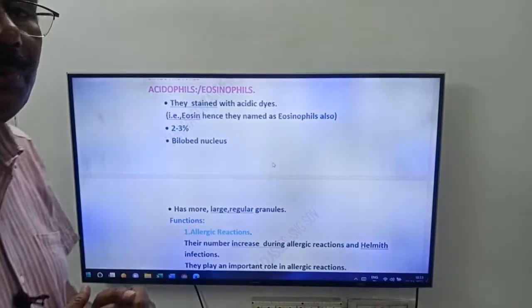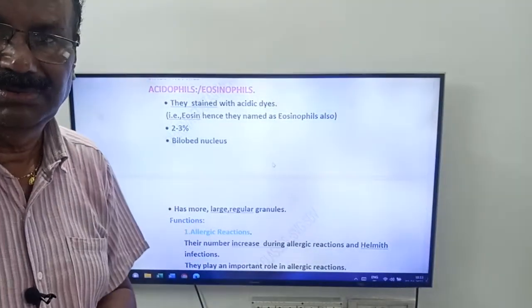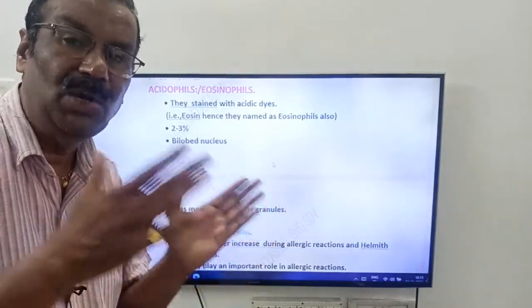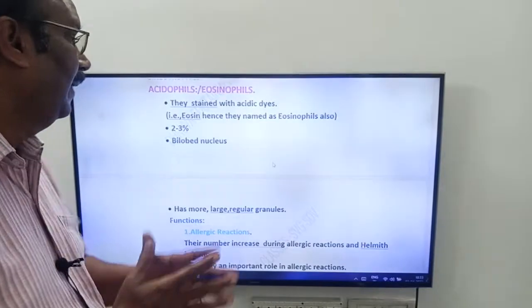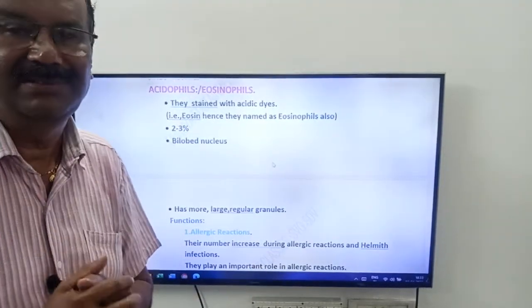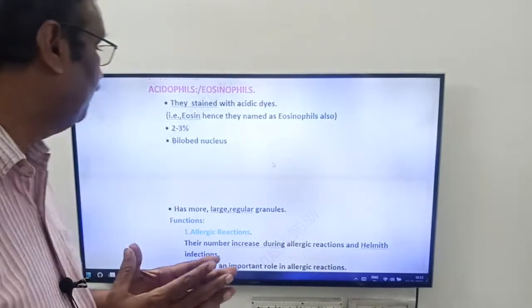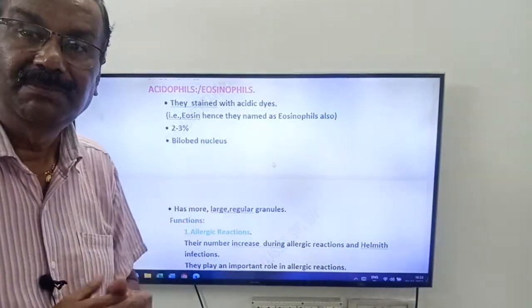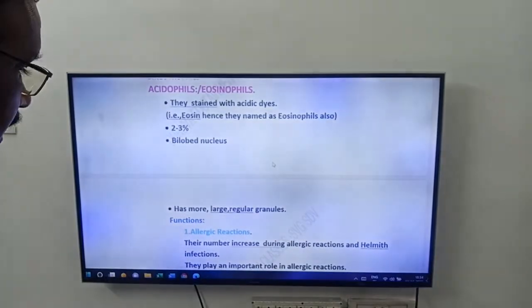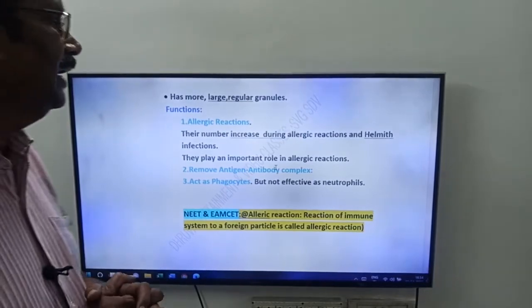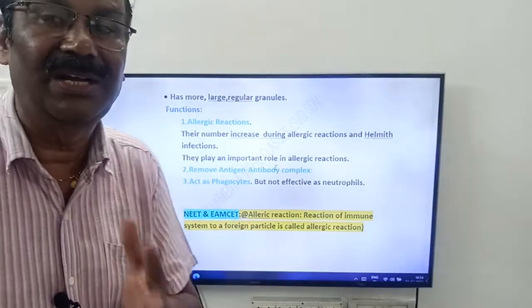These have a bilobed nucleus. One nucleus, single nucleus, but it has two lobes. So they have a bilobed nucleus. Friends, once again, acidophils stain with acidic dyes like eosin. What is their percentage, friends? 2 to 3%. They have a bilobed nucleus. Now see friends, they have more granules, large granules, regular granules.